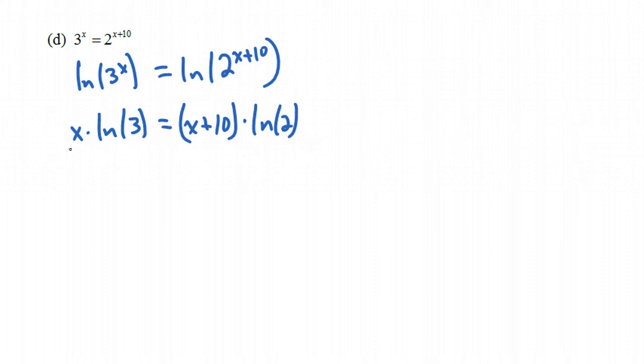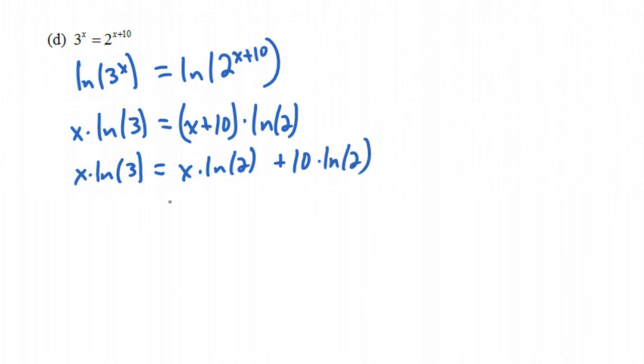And now how do we solve this? Well, notice natural log of 3 is really just a number. It's just some crazy decimal. We have x times this decimal is equal to x plus 10 times ln of 2. The way to solve this, the first step we're going to do is to distribute the ln of 2. So rewrite the right-hand side as x times ln of 2 plus 10 times ln of 2.